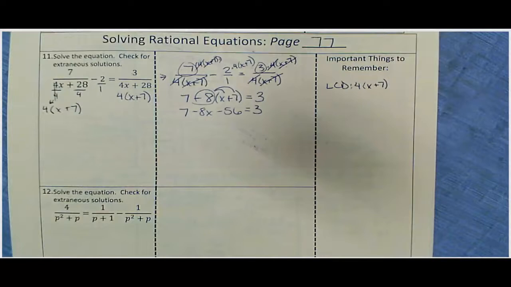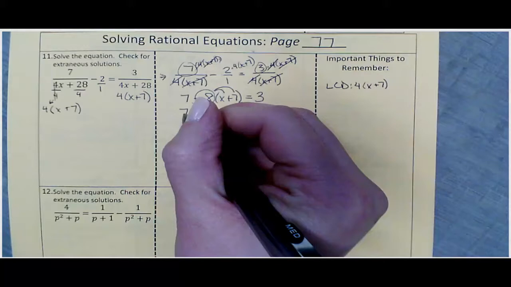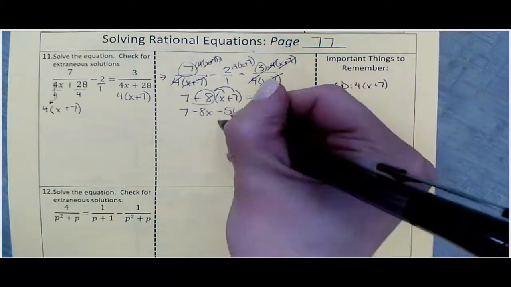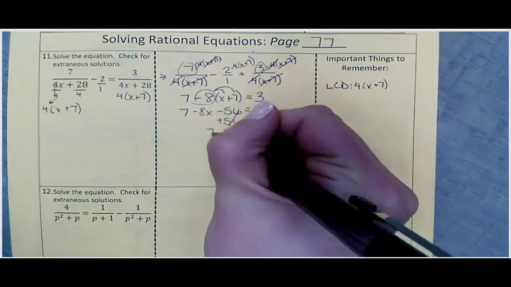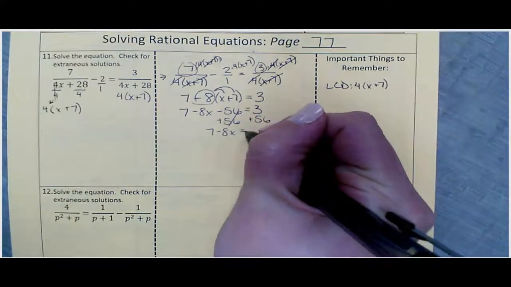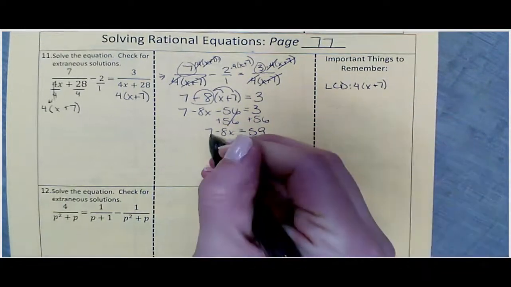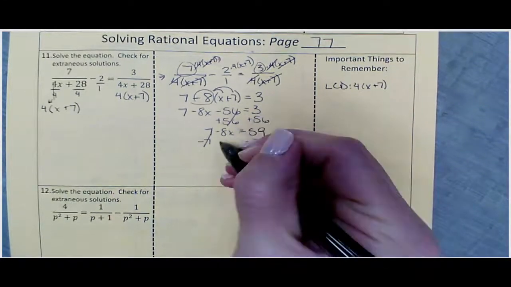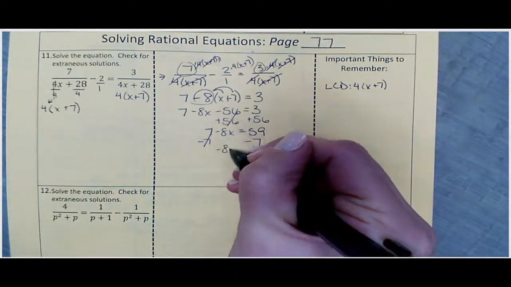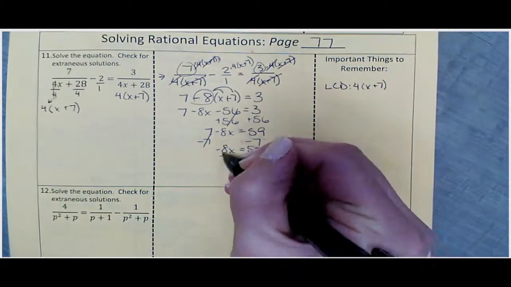I need my x to be by itself. So I'm going to keep it over here, and I'm going to move these two things away. So I'm going to add 56 and add 56. 3 plus 56 is 59. I'm also going to move this constant over here, so I'm going to subtract 7, subtract 7. I have negative 8x equals 52.